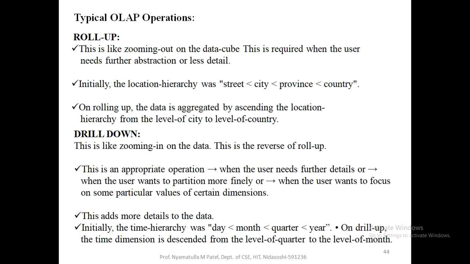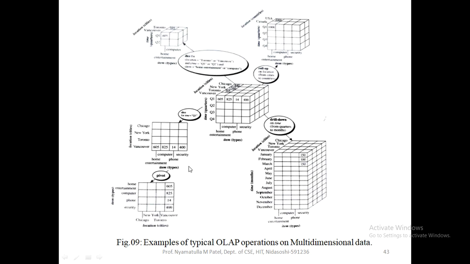Okay, so how is the hierarchy defined over here? Now here, the hierarchy was defined by the total order street, city, province and country. The roll-up operation aggregates the data by ascending the location hierarchy from the level of city to the level of country. Here, in this dimension table, we are considering cities.